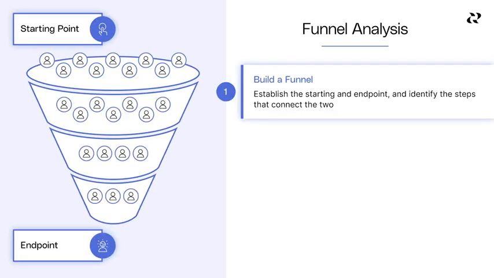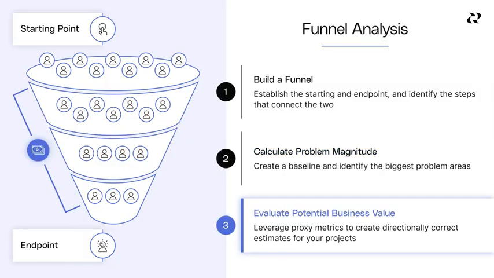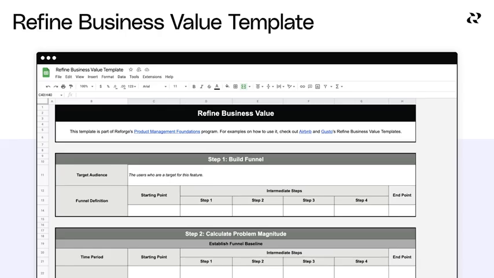First, you need to build the funnel. We'll show you how to establish the starting point and end point of your funnel and identify the steps that connect the two. Second, calculate the problem magnitude. We'll teach you how to create a baseline for the current performance of the funnel and identify the biggest problem areas. And third, evaluate the potential business value. We'll explain how to use proxy metrics from previous projects in your company or external sources to create directionally correct estimates for your projects. You can use the Refine Business Value template to walk through each step of funnel analysis for your own projects.